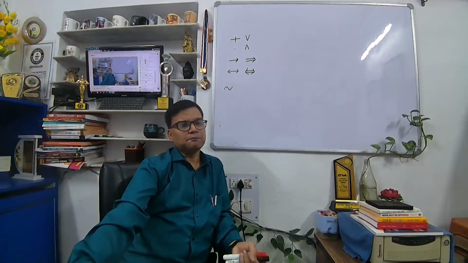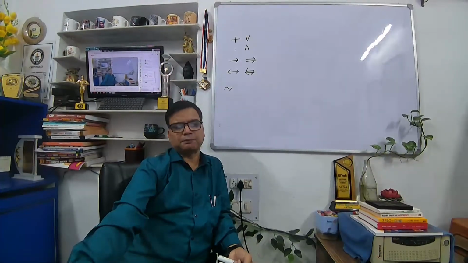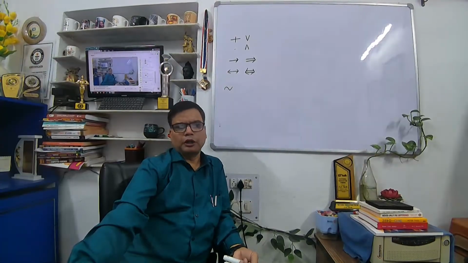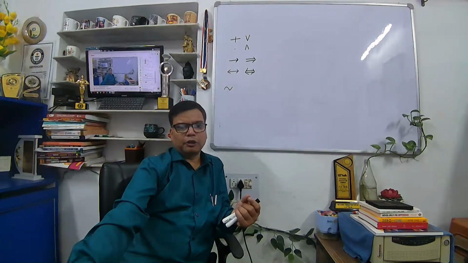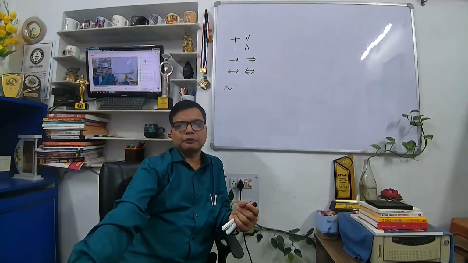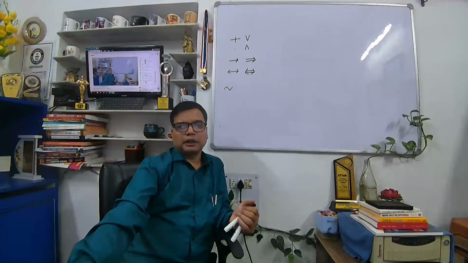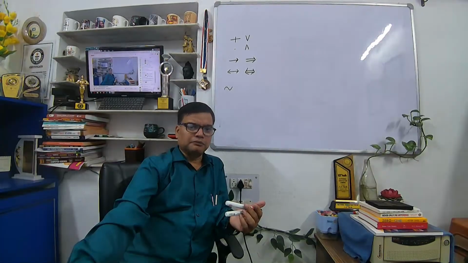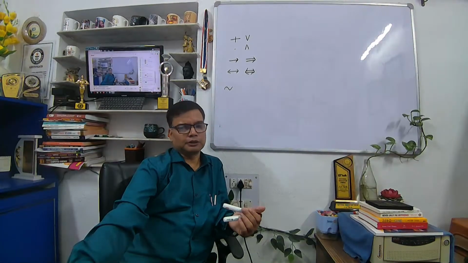Associative law: A plus B plus C is equal to A plus B plus C. Distributive law: A dot B plus C equals A dot B plus A dot C. That is the distributive law. De Morgan's law: A dot B whole bar is equal to A bar plus B bar. And again, A plus B whole bar is equal to A bar dot B bar. These are the various laws of De Morgan's theorem we did.